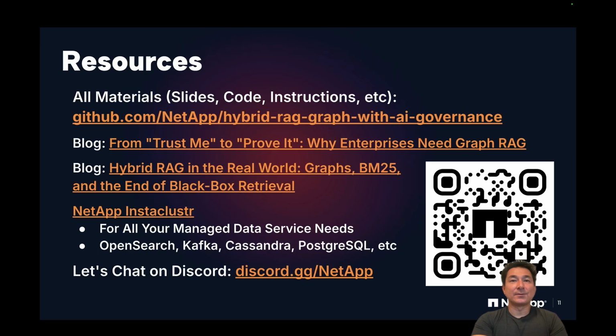If you're looking for resources, I'd invite you to take a look at the hybrid RAG project using vector embeddings and graph contained within GitHub. I've also written a number of blog posts on the subject of hybrid, graph, BM25, and vector retrieval pipelines.